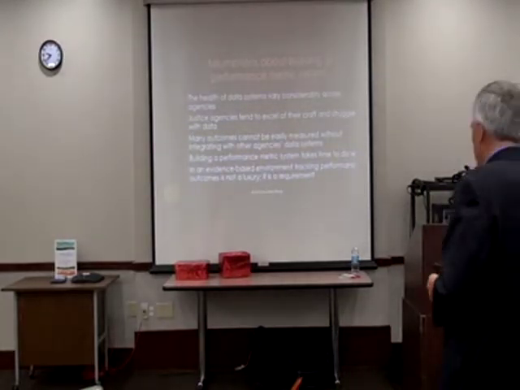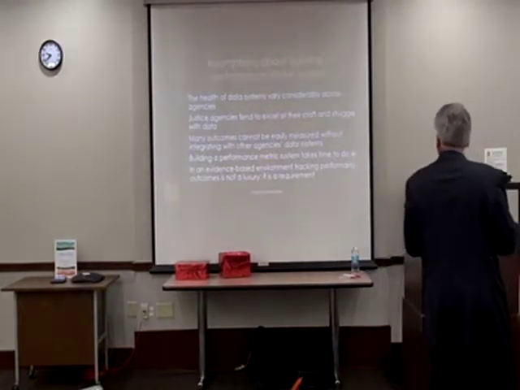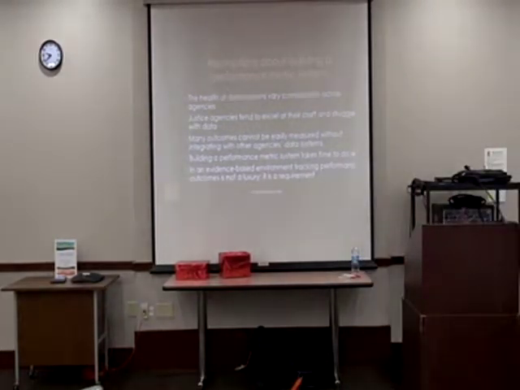All right, so I'm going to make some assumptions going forward. The first one is that the health of data systems varies considerably across agencies. We do a lot of work with jurisdictions across multiple states, and here's what we find. Some have really outstanding integrated data systems. Not many, but some do. Others are still hand counting. So we're going to make the assumption that we have a pretty diverse set of conditions, if you will, of our data systems out there. The second one is that justice agencies tend to excel at their craft and struggle with data.